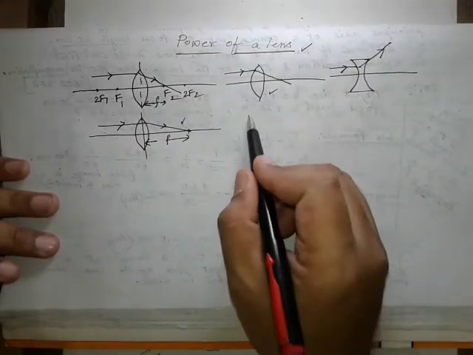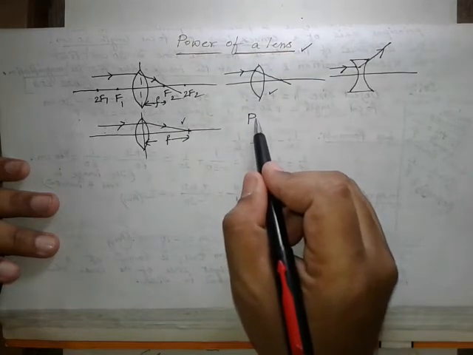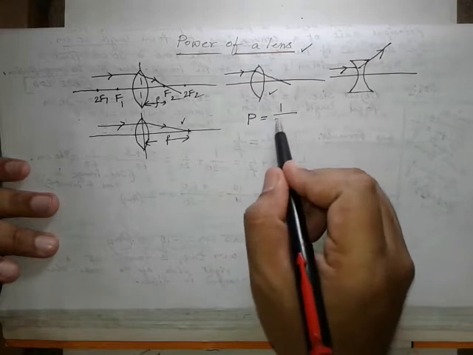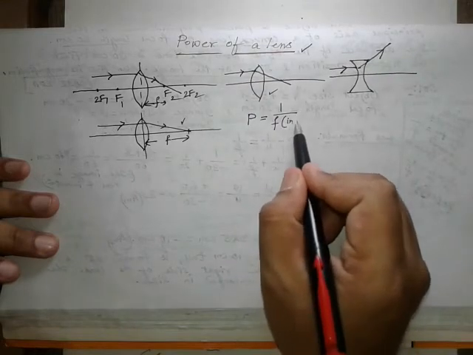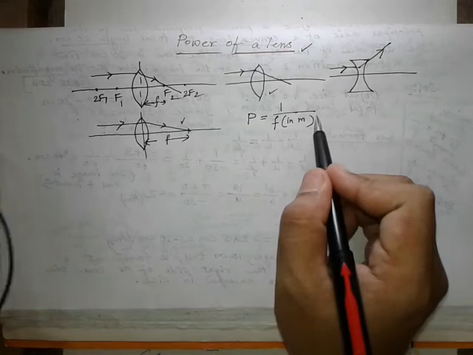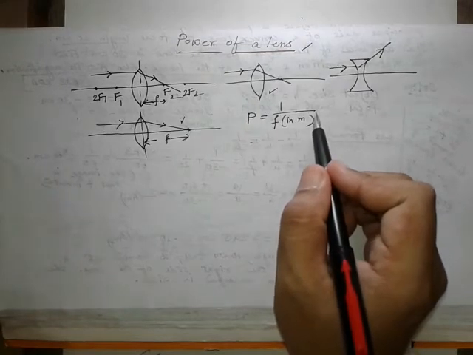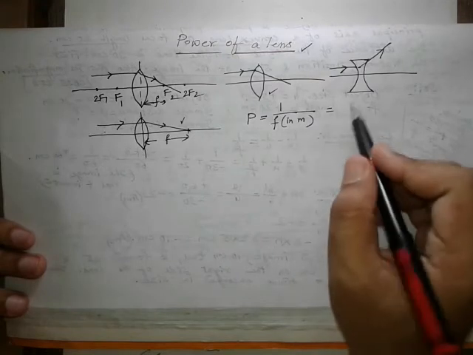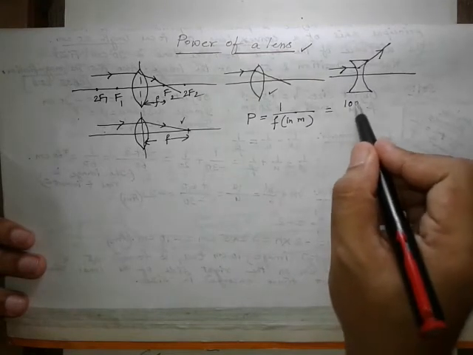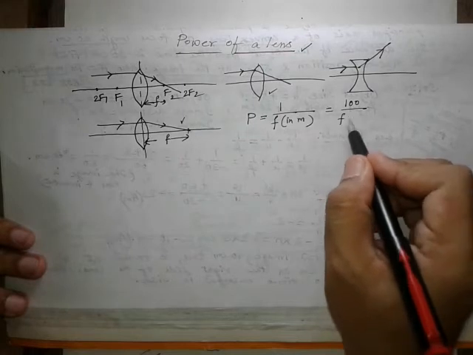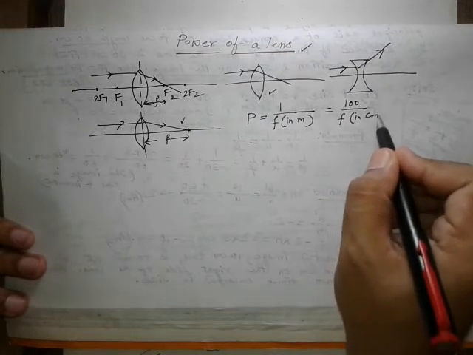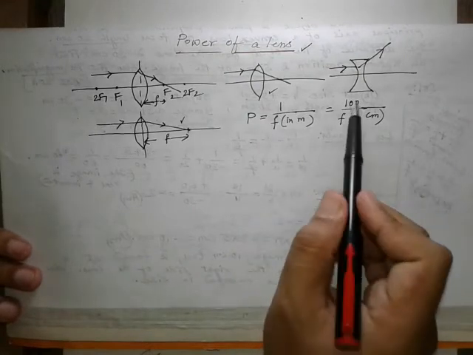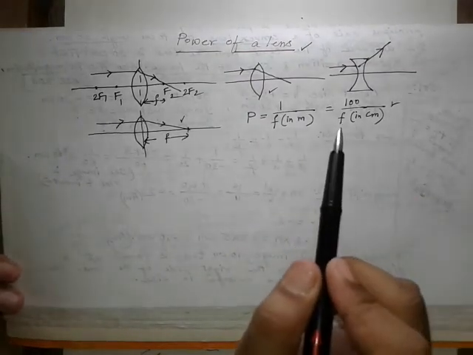So we can write a mathematical expression: P, the power of the lens, is equal to 1 by f, where f is in meter. Now if we convert into centimeter, then what do we get? It will become 100 by f, with f in centimeter. Normally we measure the focal length in centimeter, so at that time you have to use this formula. Okay.